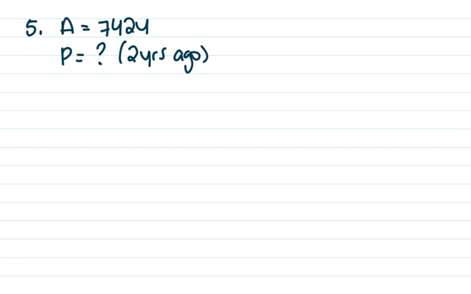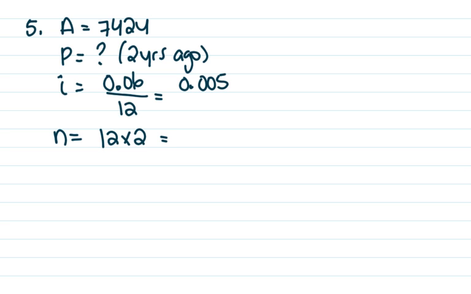So what do we know right now? The amount she has today is $7,424. The principal, we don't know, and this is going to be 2 years ago. The interest rate for the past 2 years has been 6%, so 0.06, and that was compounded monthly, so that was 12 times per year. So divide by 12 is 0.005. And that was 12 times per year for 2 years is 24 compounding periods.